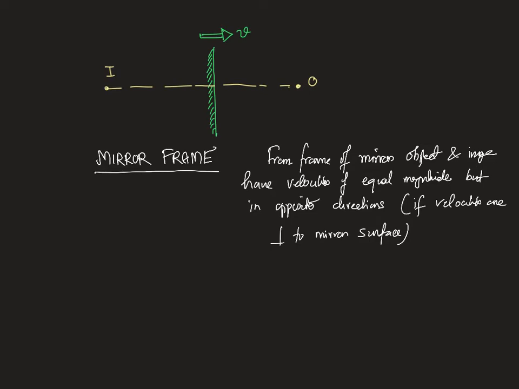So let's go to the mirror frame. This is the mirror frame. From the mirror frame, what is the velocity of the object? v. So the velocity of the image will be v here, right? If you write it vectorially, this vector is the velocity of the object with respect to the mirror, and this is the velocity of the image with respect to the mirror.